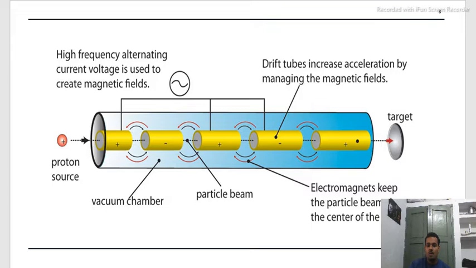Here is the block diagram of a LINAC. Here is the proton source. You can take an electron source or ion source, and here is the target. In between, we accelerate the particles using the LINAC. This yellow part of the block diagram represents the drift tubes, which increase acceleration by managing the magnetic fields, and the dotted lines represent the particle beam. Using electromagnetic fields, we accelerate the particles in between these gaps.